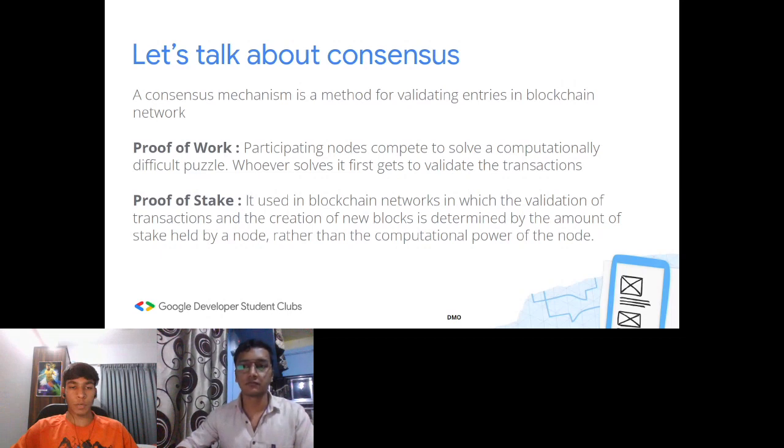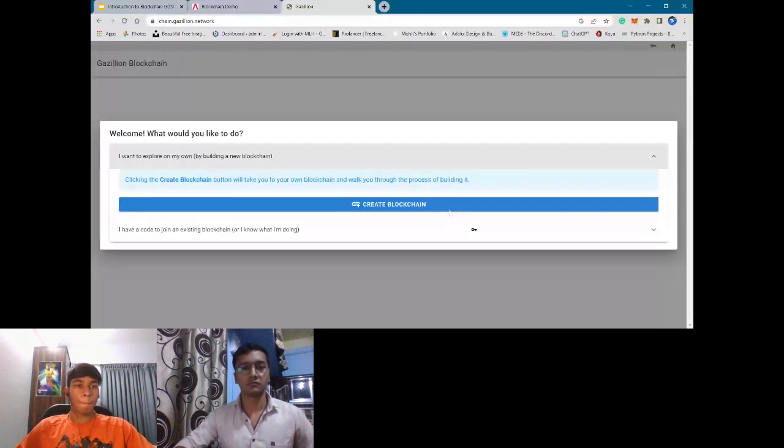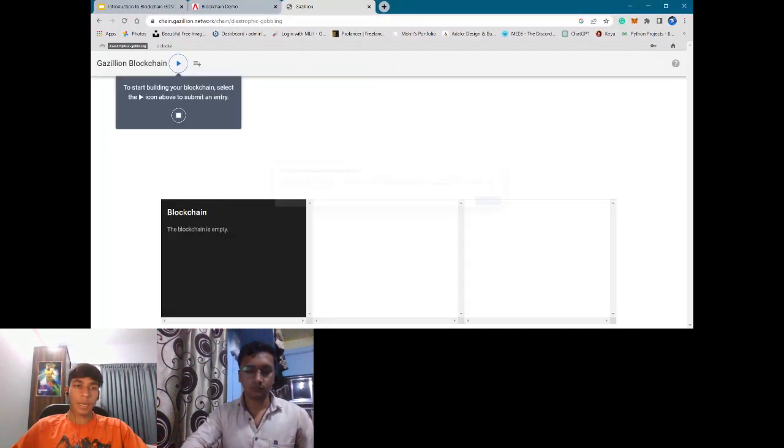That is how it works in general. There are a lot of other consensus mechanisms, but these are the most used consensus mechanisms in today's life. After this, let us try to have a visual demonstration of what we have learned so far. So I'll go to this website. Let us create a blockchain.